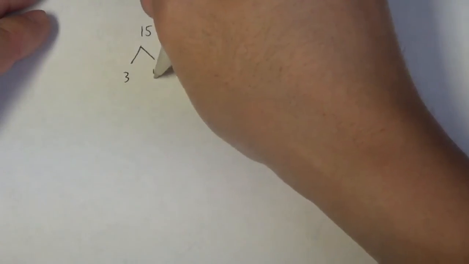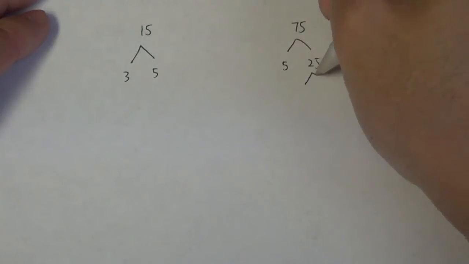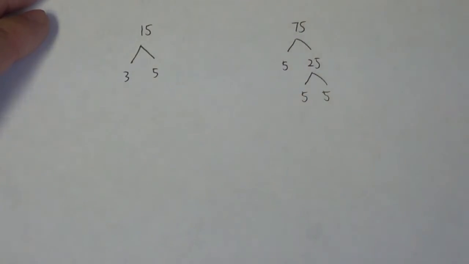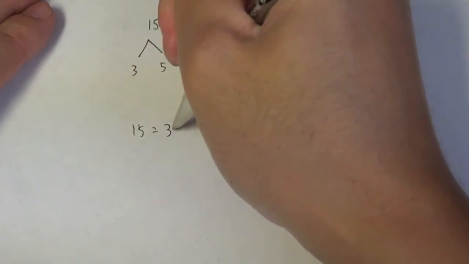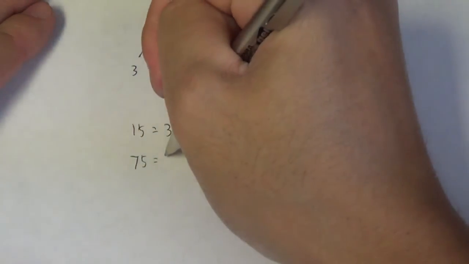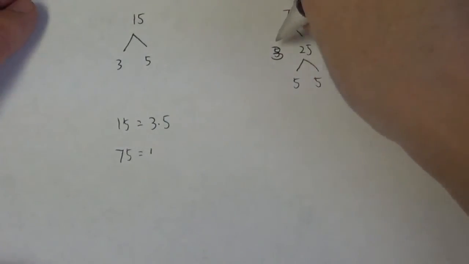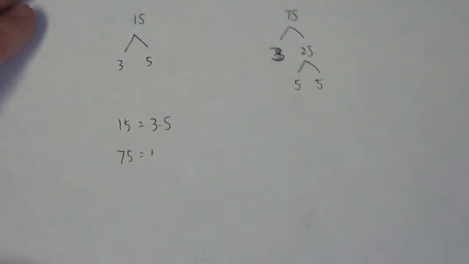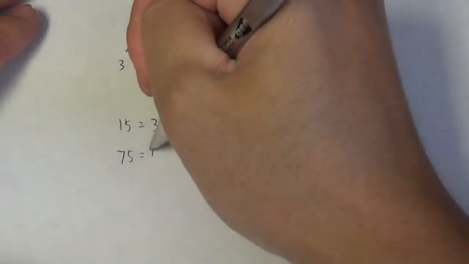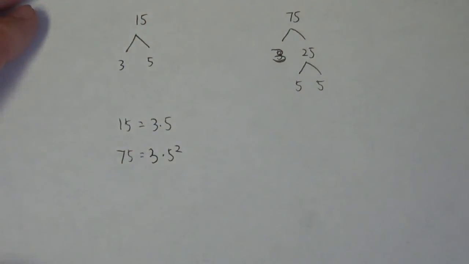So what I need to do first is find the result of the factor tree. Okay, that's what we get. 15 equals 3 times 5. 75 equals, oops, sorry, that is not correct. There should be a 3. My bad. 3 times 5 squared will give me 75.